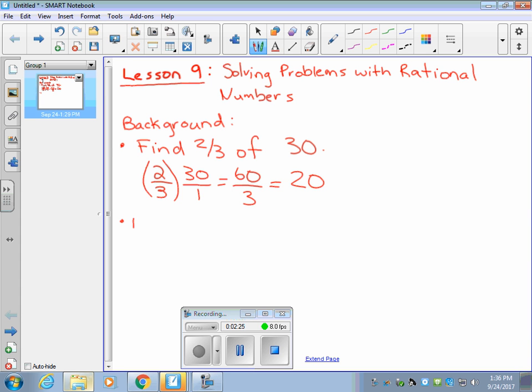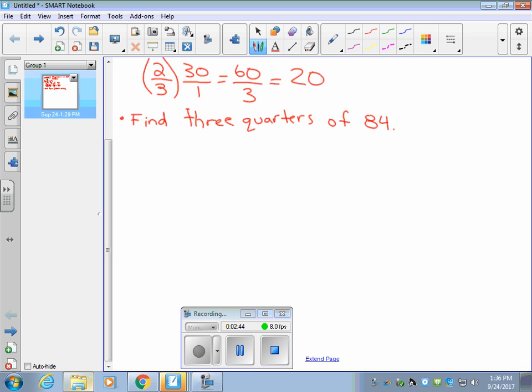Find 3/4. This time I'm going to write out the words. 3/4 of 84. So this one's a little bit trickier. You can't look at it and say, well, I know what 3/4 of 84 is, so let's use our method.